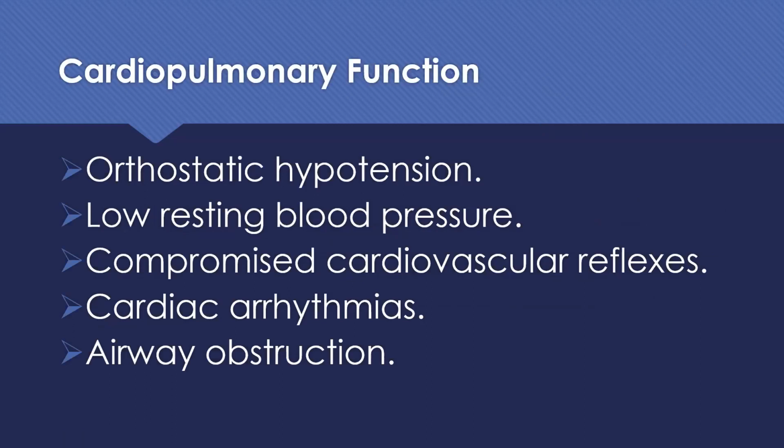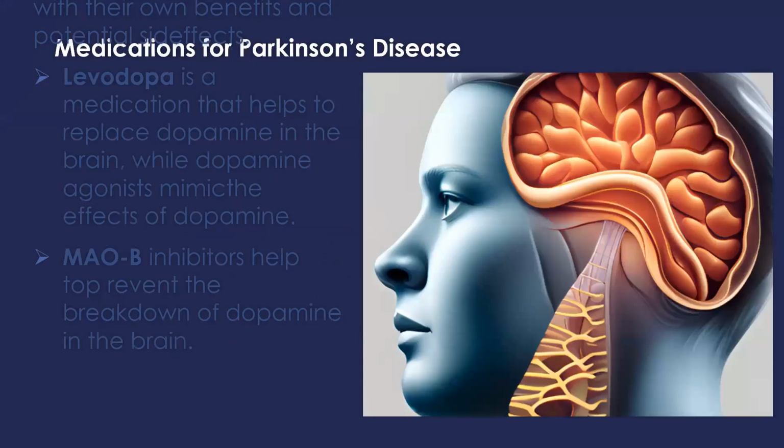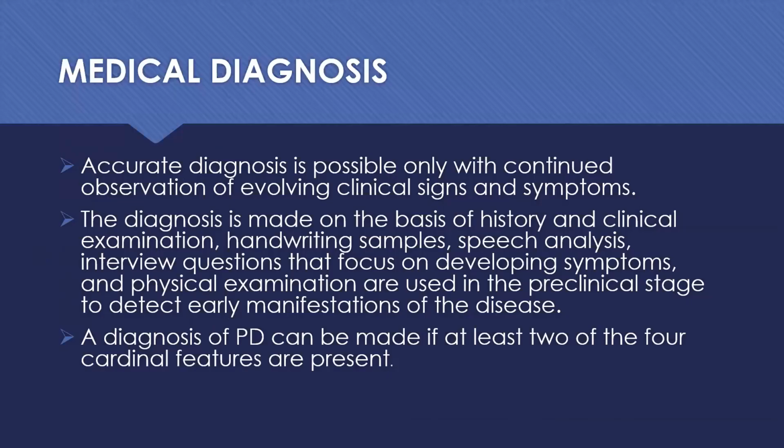Cardiopulmonary functions: orthostatic hypotension, low resting blood pressure, compromised cardiovascular reflexes, cardiac arrhythmia, and airway obstruction. Medications for the Parkinson patient are levodopa, which is known as carbidopa, and amantadine. These are the drugs we use for the treatment of Parkinson patients.